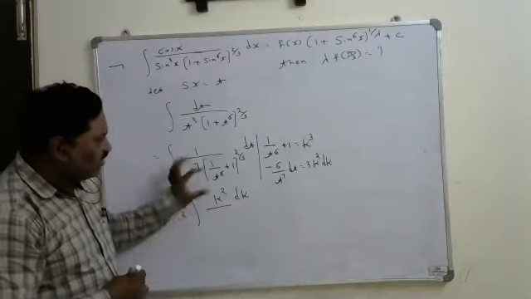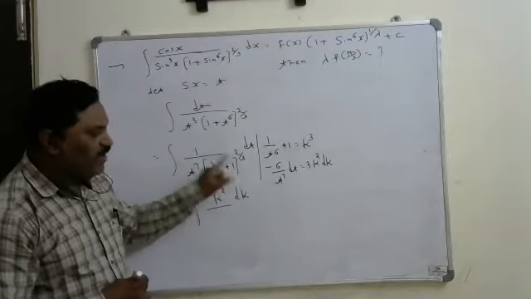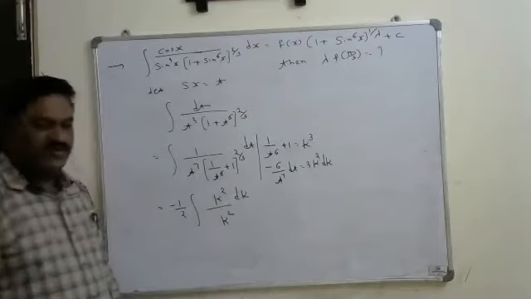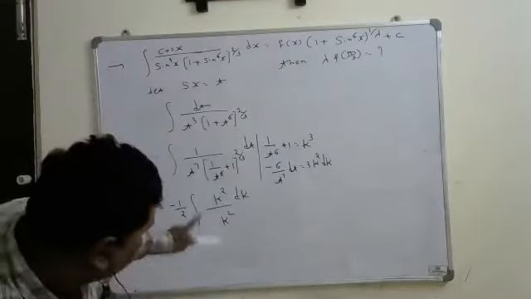So this value we have taken as k cube. (k cube) whole power 2 by 3 is also k square. Now this k square and k square get cancelled.